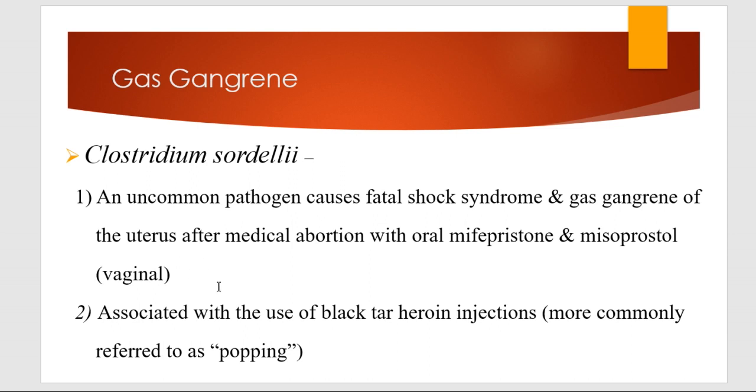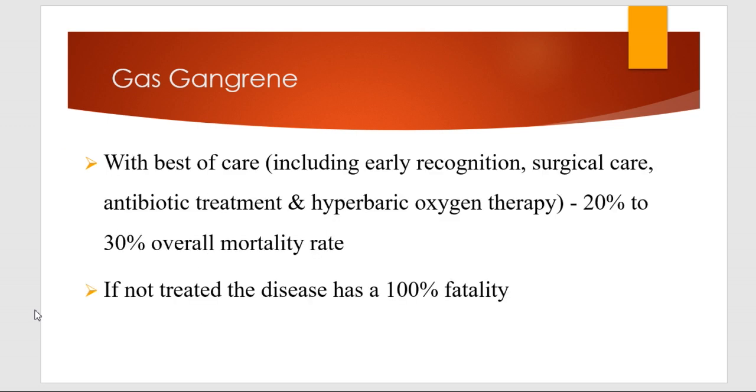The uterus is gangrenous. The second group of population where this Clostridium sordellii is important is the IV drug abusers of heroin injections, and this is more commonly referred to as popping, right? So two groups of people: the medical abortion associated with the gangrenous uterus, with drugs oral mifepristone and misoprostol, and the second population, the IV drug abusers, right? Clostridium sordellii. These patients may develop gas gangrene.